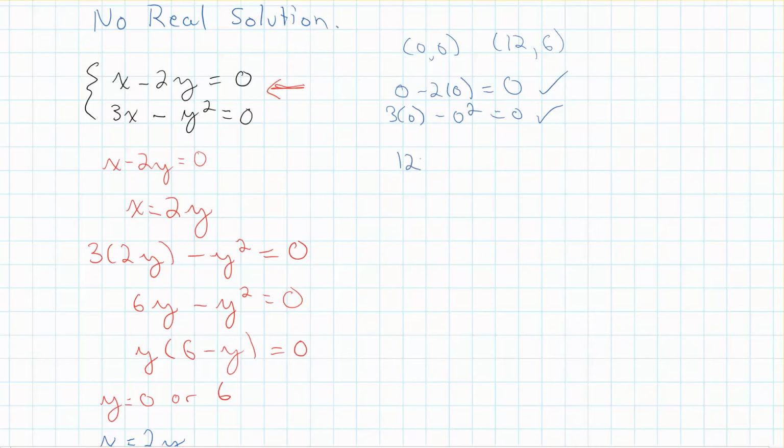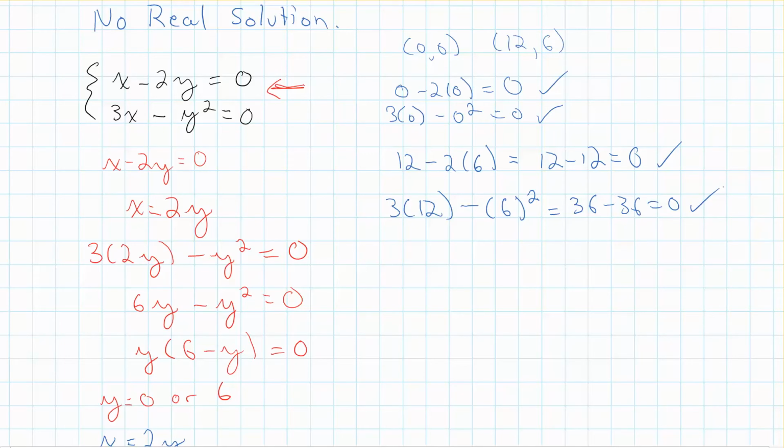So we have 12 minus 2 times 6, which is of course just 12 minus 12, which is 0. So that checks out. And then the other one, we'd have 3 times 12 minus 6 quantity squared, which would be 36 minus 36, which equals 0. And that one checks out. So you can still check your answers by substituting in. The only difference here is that you have to verify that the answer you have works in both equations. Because again, the whole point is, if you look at the graphs of these equations, you are getting the intersection points on the graphs.